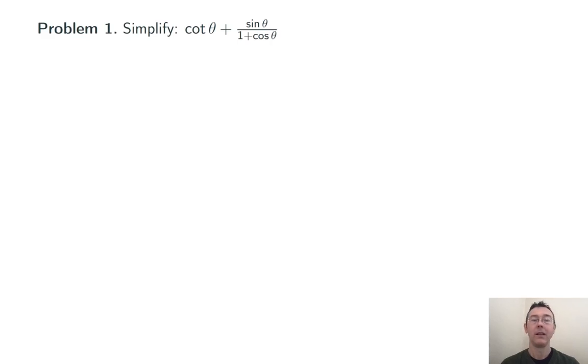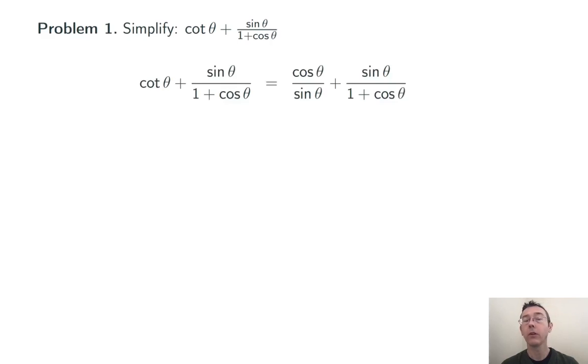Problem 1, simplify cotangent theta plus sine theta over 1 plus cosine theta. I'm going to start by rewriting cotangent as cosine over sine using one of those quotient identities. This is a really common idea when you're simplifying trigonometric expressions: rewriting everything in terms of sine and cosine and hoping that that clarifies the situation. Here I think that's the case. I think the next step is pretty clear.